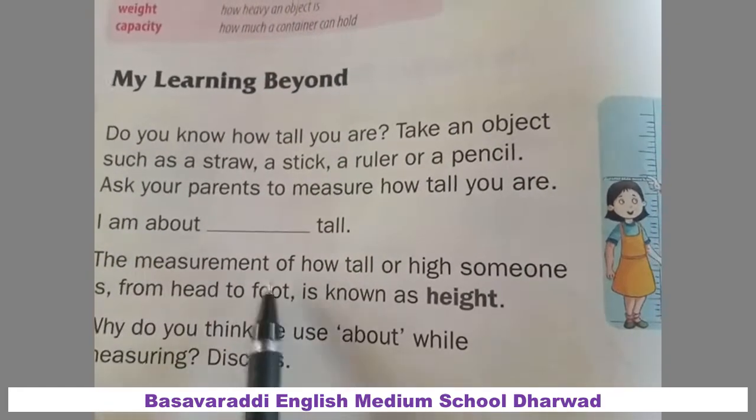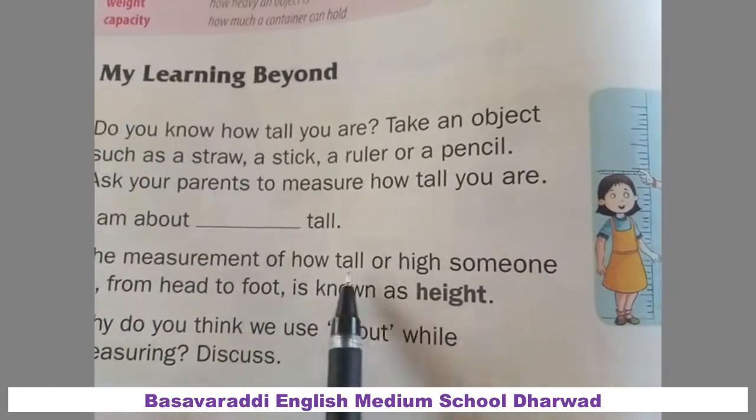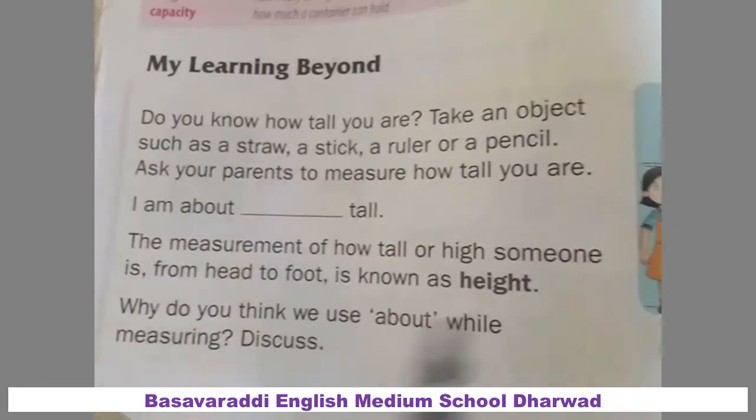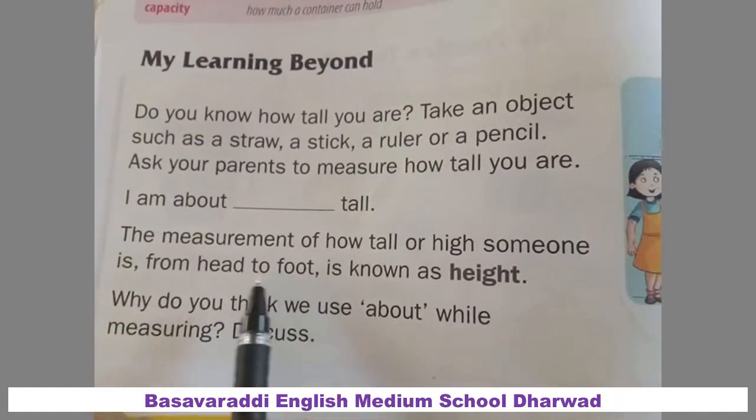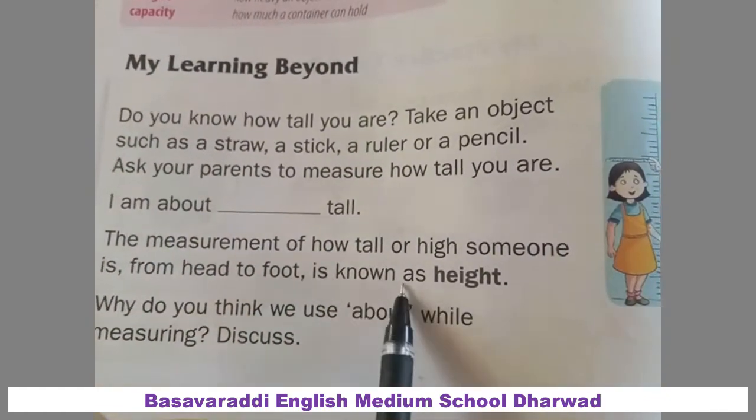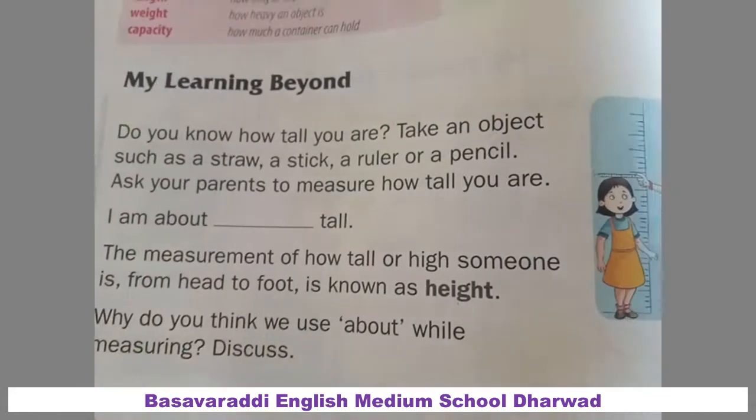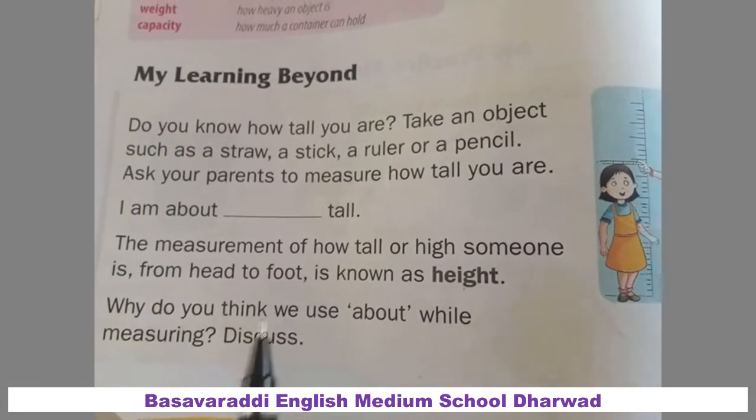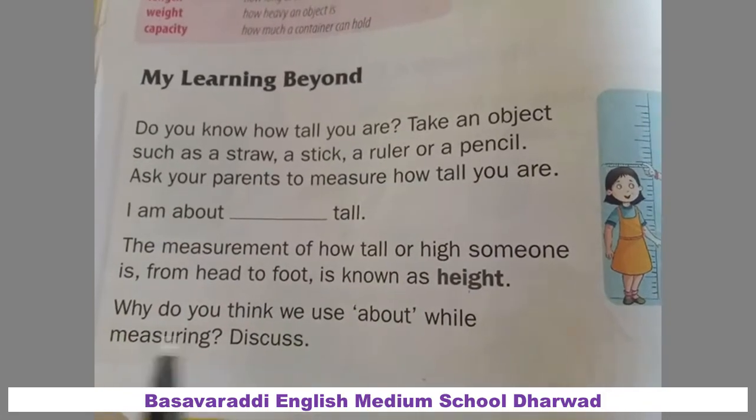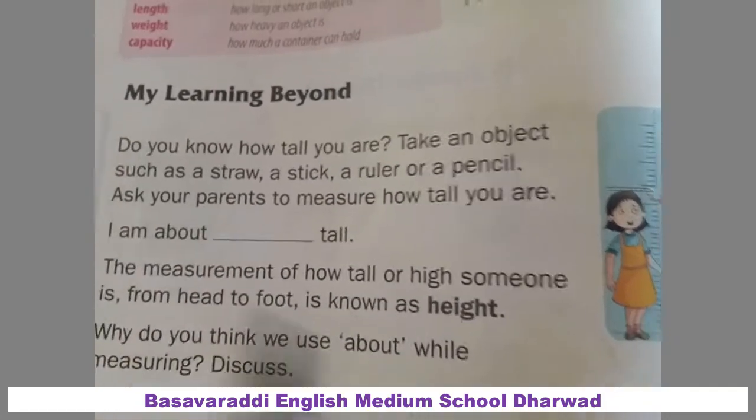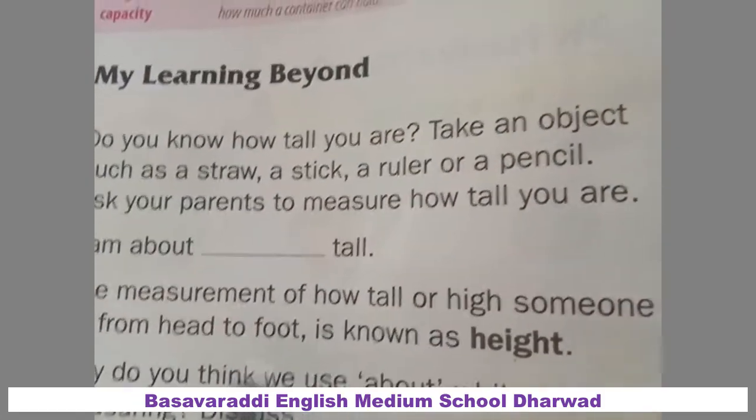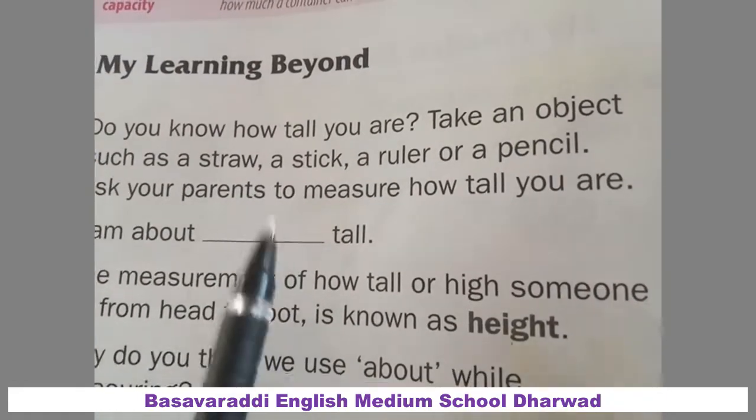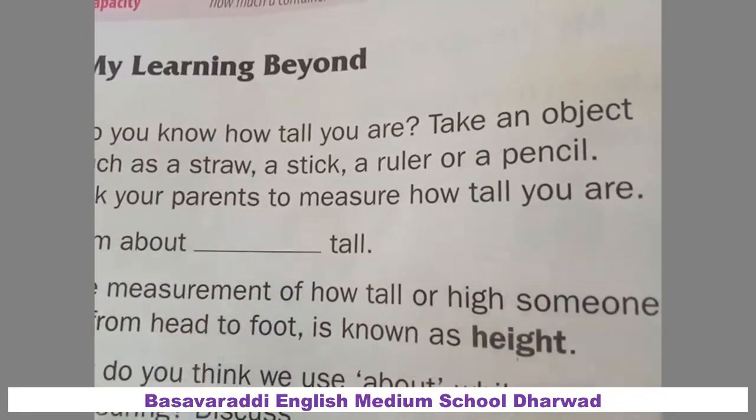The measurement of how tall or high someone is from head to bottom is known as height. Head to bottom, that is height. Why do we think we use "about" while measuring? Discuss this one. You have to discuss when you are coming to school. We will talk about this one. Okay, so this is the activity. You have to do this one at your home.